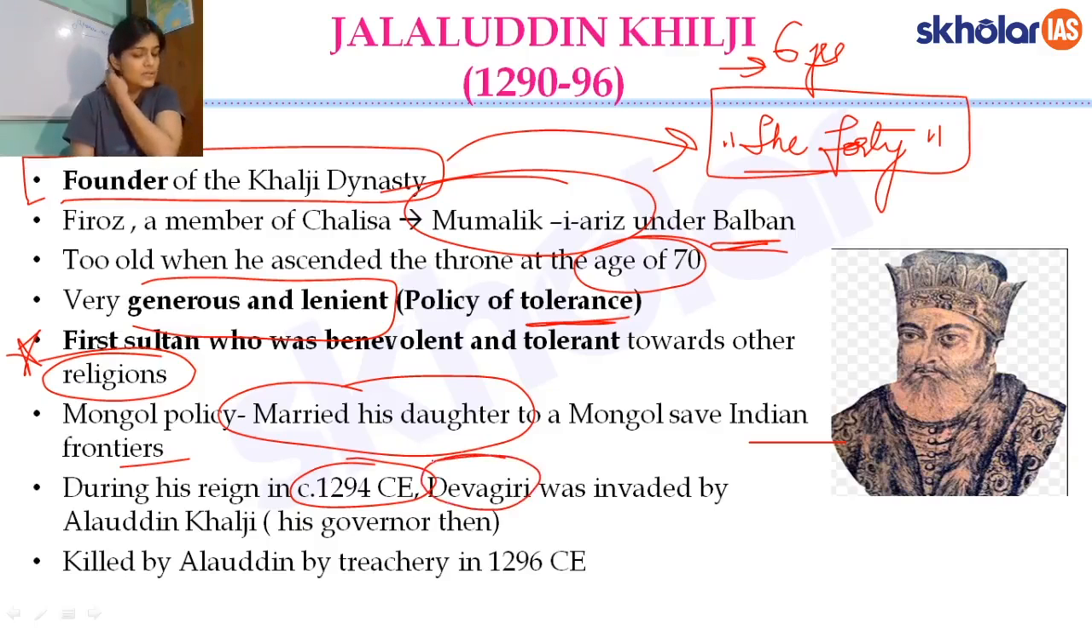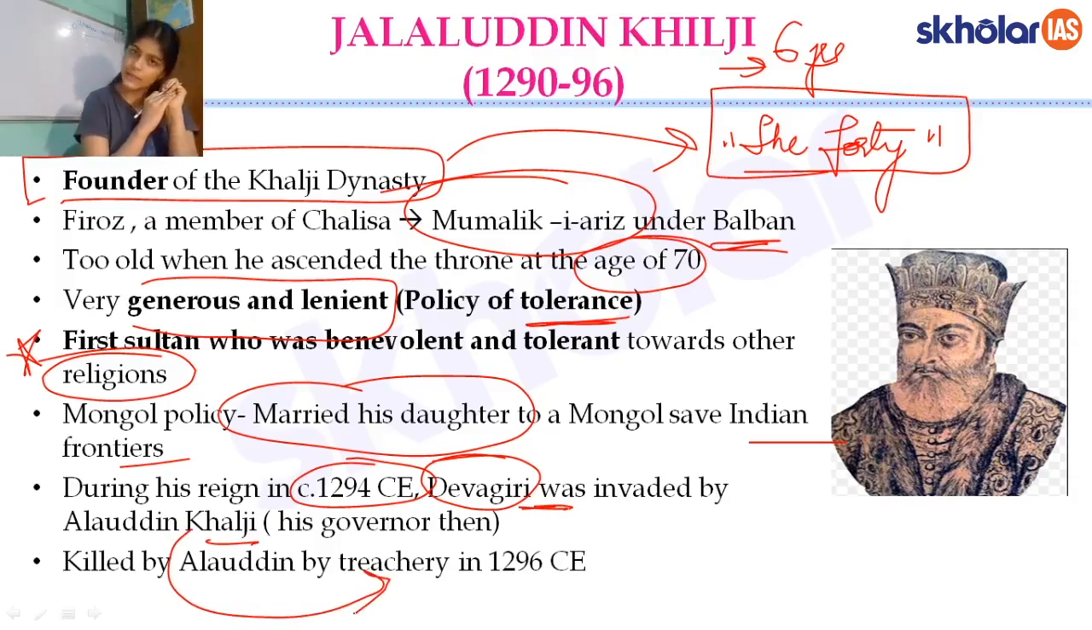Devgiri was the capital of Gujarat at that time, and Deogiri. There's an important dynasty which we'll see, ruling at that time. And Devgiri was essentially invaded by his governor. One of his governors was Alauddin Khilji, and he invaded Devgiri in 1294, and he finally killed the Sultan Jalaluddin Khilji in 1296, and he took over the throne.